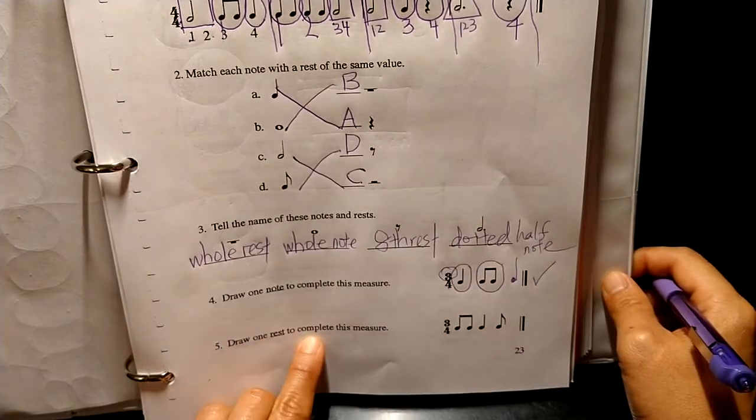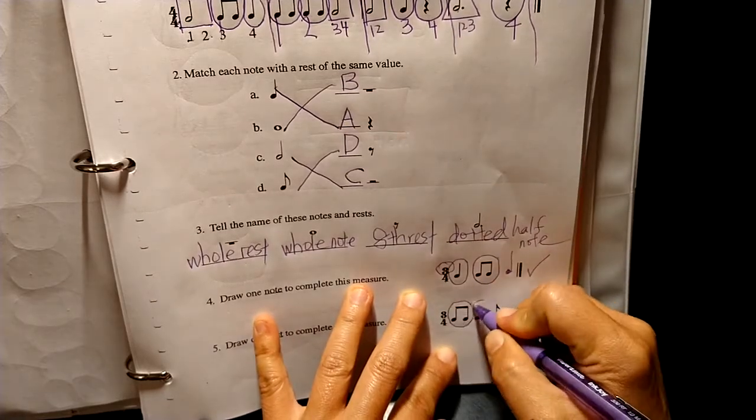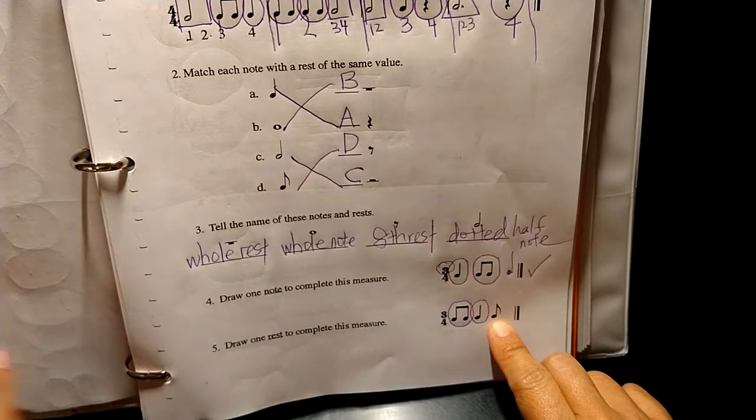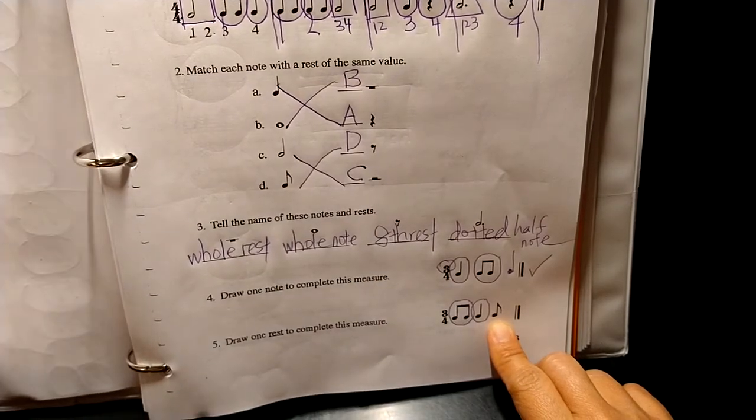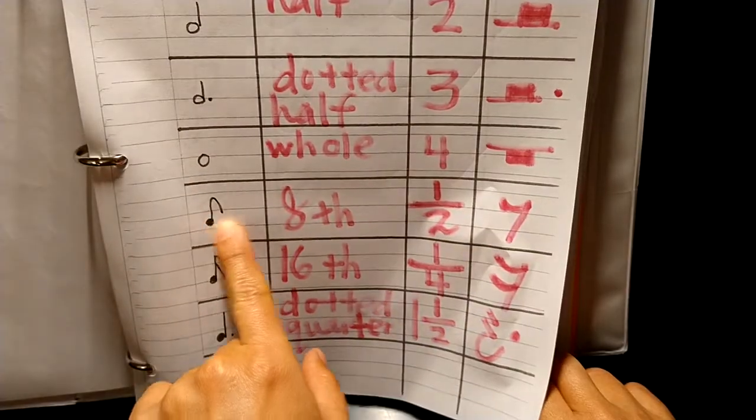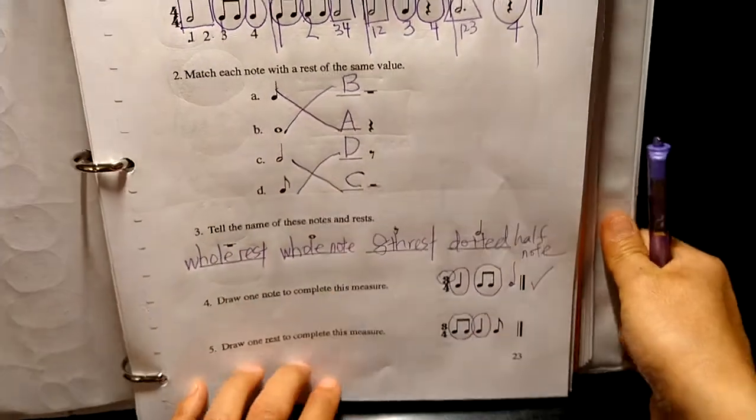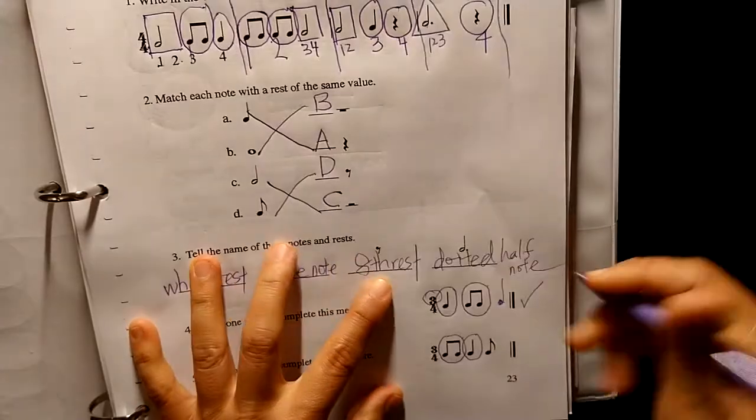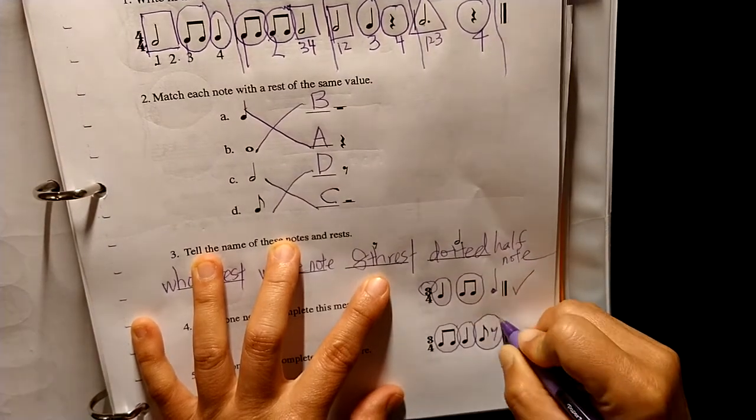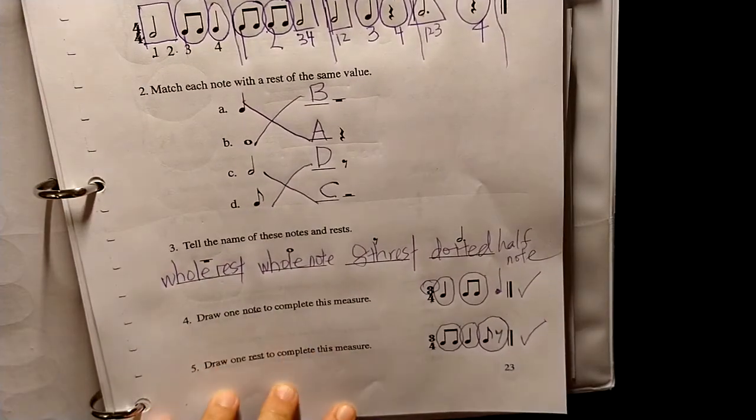Draw 1 rest. 3/4 again, same. I have 1 beat here, I have 1 beat here. This is not really 1 beat, right? This eighth note is only half a beat. So I have 2.5, I need another half, and I need a rest. So I need to draw an eighth rest like this, then make 1 beat. So you finish page 23. Yay!